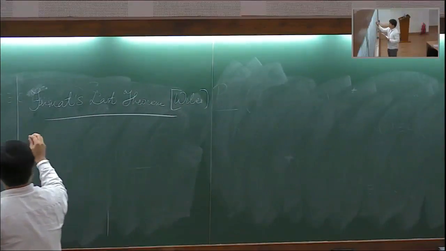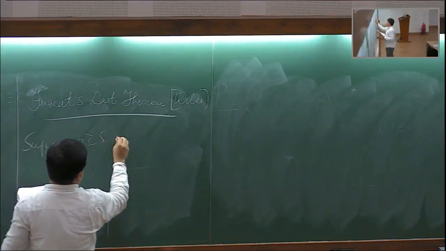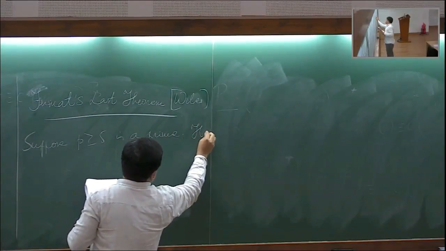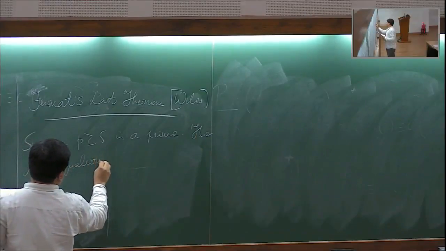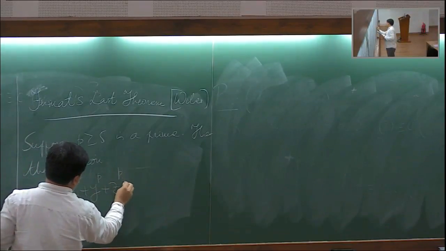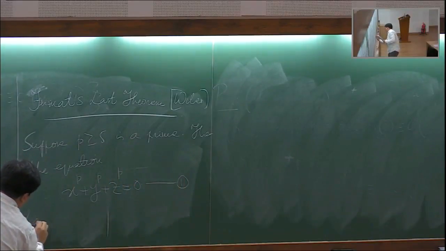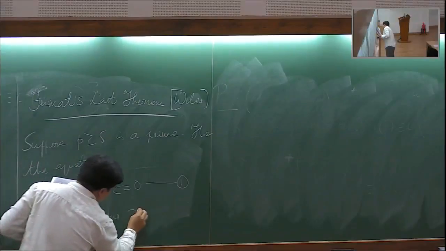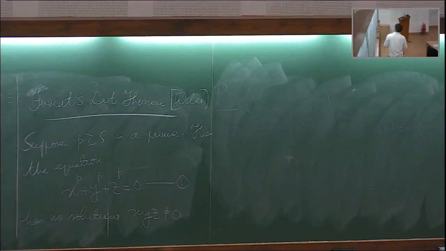All right, so suppose p bigger than or equal to 5 is a prime, then the equation x to the p plus y to the p plus z to the p equals 0 has no solutions x, y, z not equal to 0, right? So this is the theorem. So let's try to prove this.